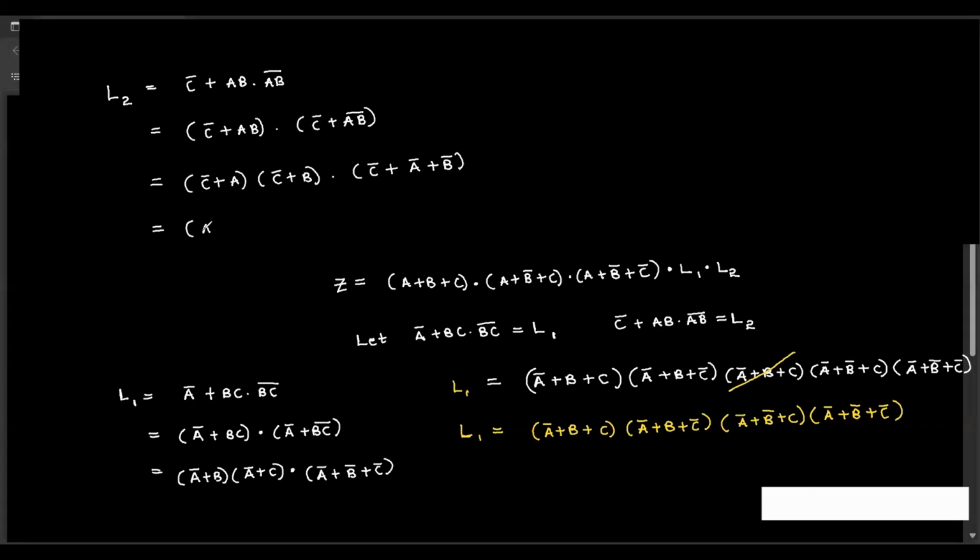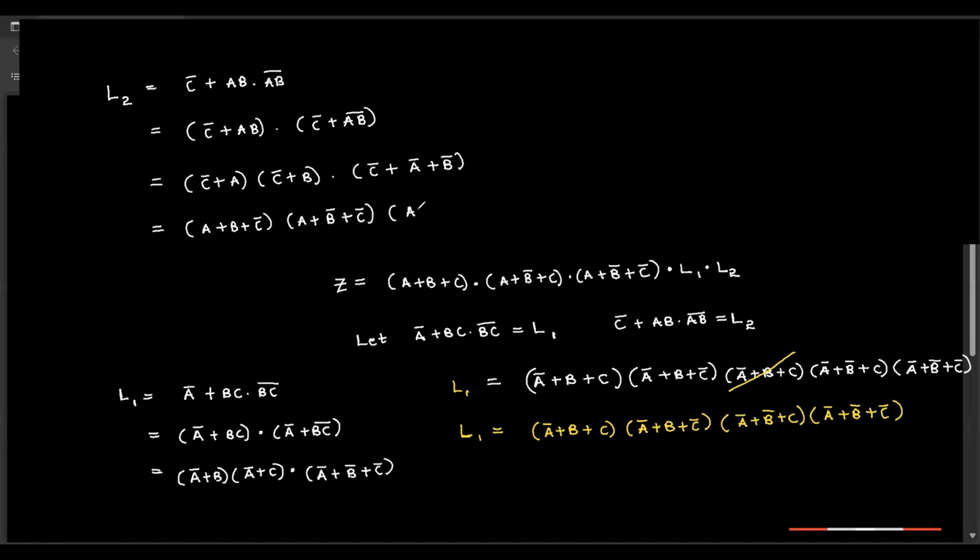So that will be (A plus B plus C bar) and then (A plus B bar plus C bar) and then (A plus B plus C bar). Then we have (A bar plus B plus C bar). And finally, we have (A bar plus B bar plus C bar). That's it. Now we have the final answer with us. So let's write that down. So let's say Z. That's what we have to find.